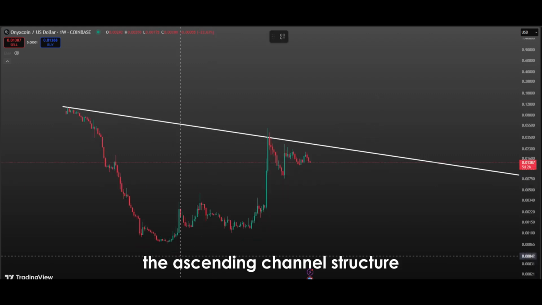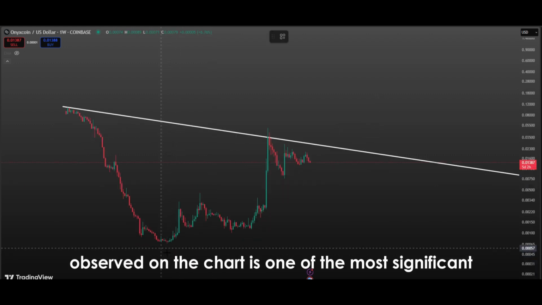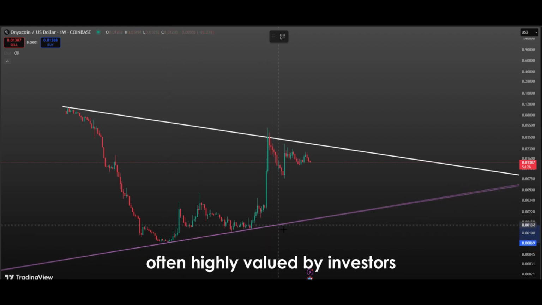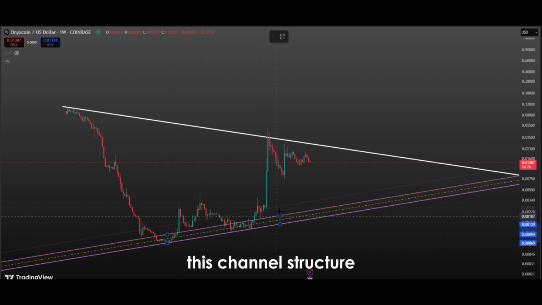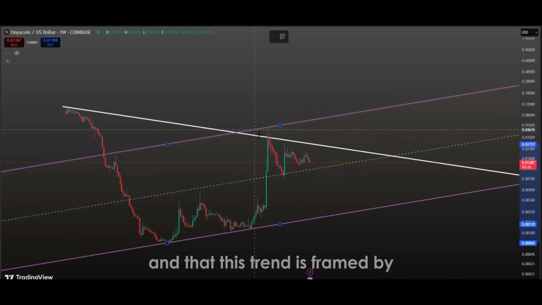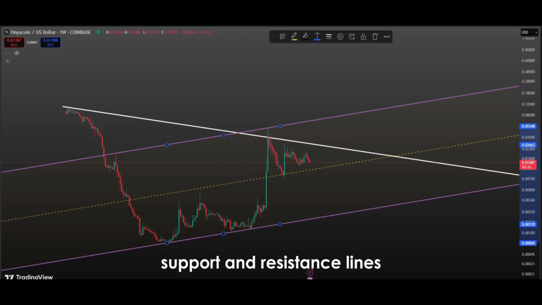Stay tuned. The ascending channel structure observed on the chart is one of the most significant bullish formations in technical analysis, often highly valued by investors. This channel structure indicates that price movements are progressing in a specific trend direction, and that this trend is framed by support and resistance lines.